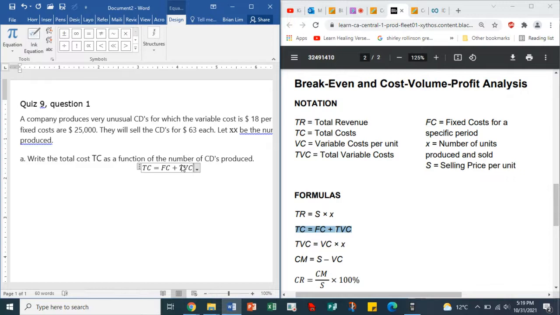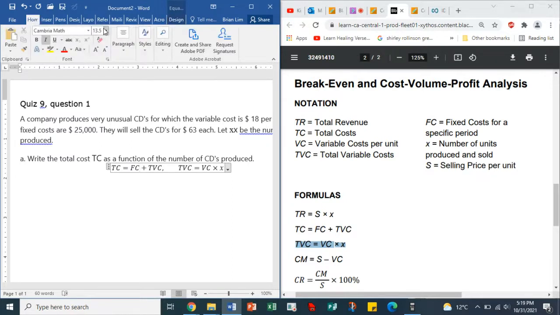Now let's look at that. The total variable cost is equal to what? Variable cost times, let's use the multiplication sign, times X. This is total variable cost right here. So we have to find these formulas, but they're there. You just have to find them. Maybe we can go back here and change the size of the font. Maybe let's use a 16 in there. That'll probably look a lot nicer.